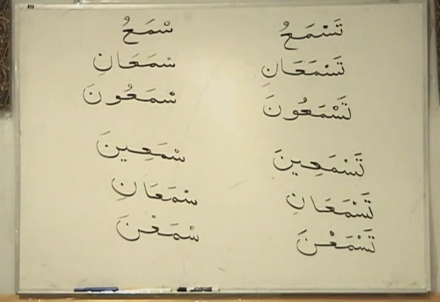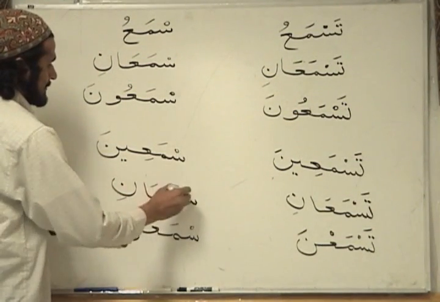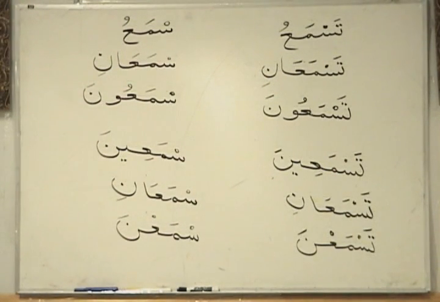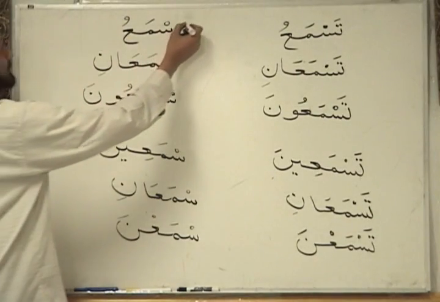Okay, so in all of these, what we have is we get rid of the ta. That's the first step. Step number 1, remove the ta. Step number 2, you can't pronounce it like that. Have to add a letter at the beginning to make it pronounceable. Add alif at the beginning.